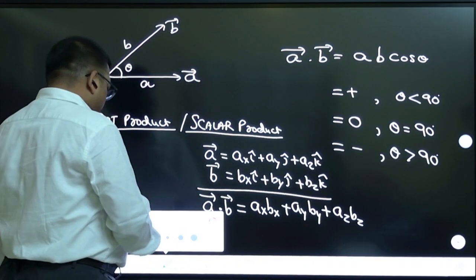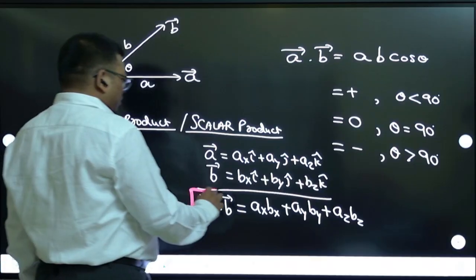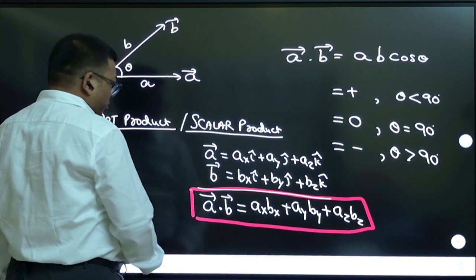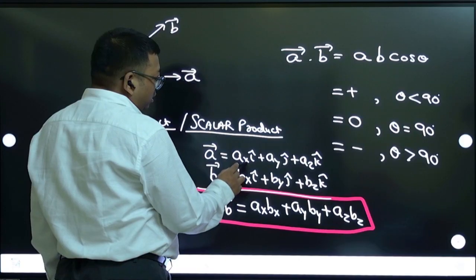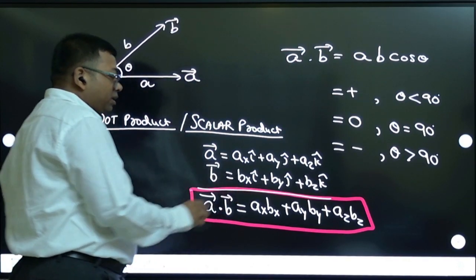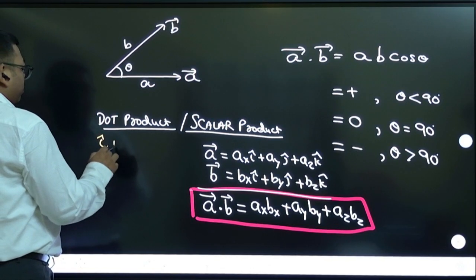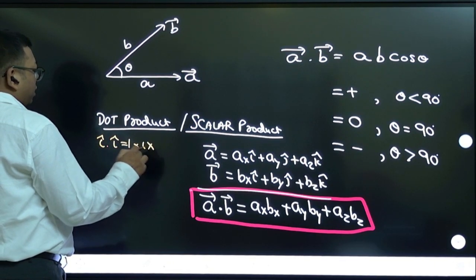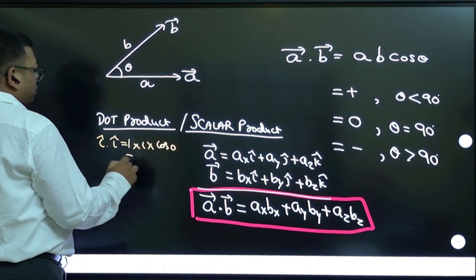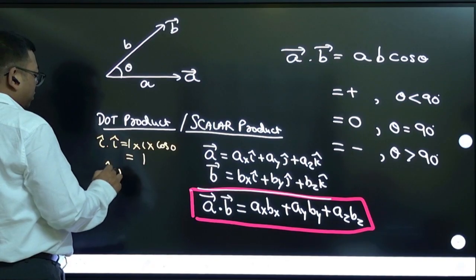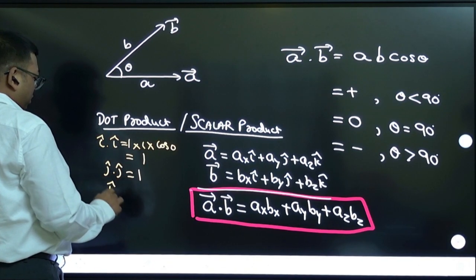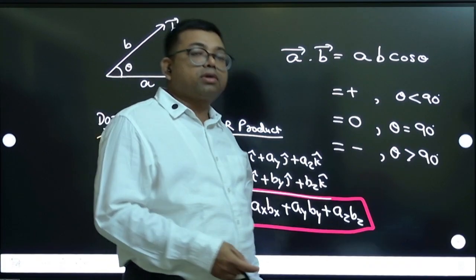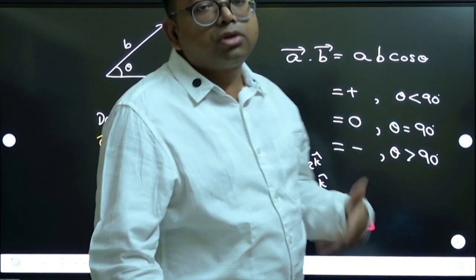Why only this? Because when you take dot product, if the angle becomes 90 degrees, it becomes 0. So when you open this, take ax and bx: i dot i is 1. We should know that i dot i is 1, because magnitude of i is 1, magnitude of i is 1, and cos of 0 is also 1. That becomes 1. Similarly, j dot j is also 1 and k dot k is also 1. So for the same vector, if you take dot product, the angle will be 0, and you just multiply the magnitudes.